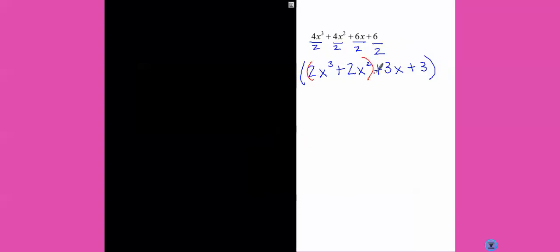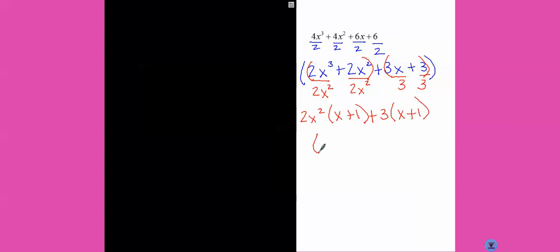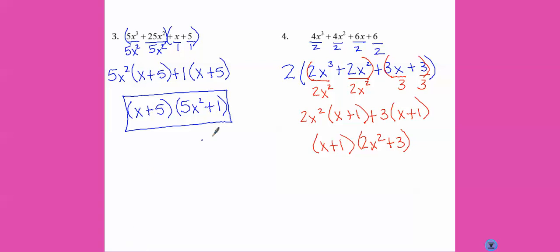And I'm going to group these two and these two. These have a 2x squared in common. These two have a 3 in common. So my factors would be x plus 1 and 2x squared plus 3. But what about that 2 from earlier, this 2 up here? In each line, I'm going to bring it down and put parentheses around my whole thing. And then here, because everything's in parentheses, I just put it out front.